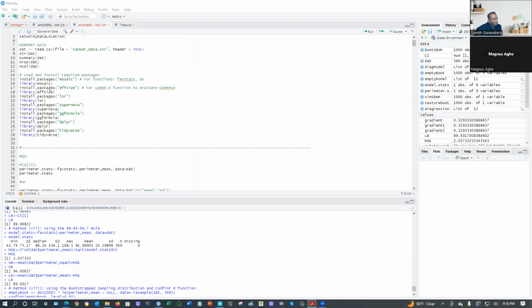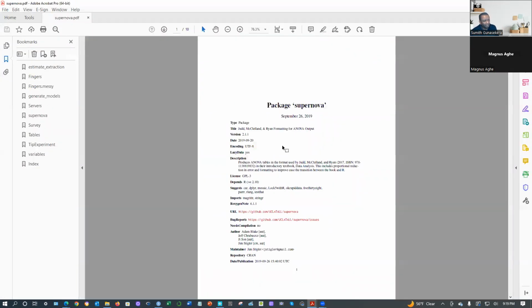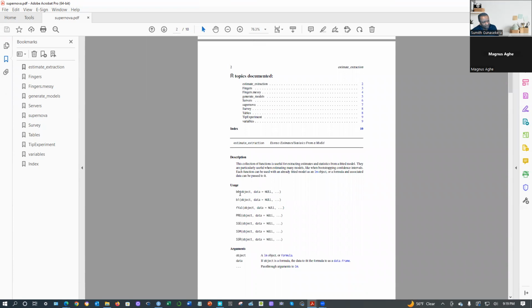They say to put the effect size for Cohen's D later on. Supernova: I have an issue on my R. Even with supernova installed, the table will be displayed, but the supernova package should produce B0, B1, all these. When you put B0, it should extract the intercept. It should extract the slope, the F value, the PRE, the SSE, and the SS regression.